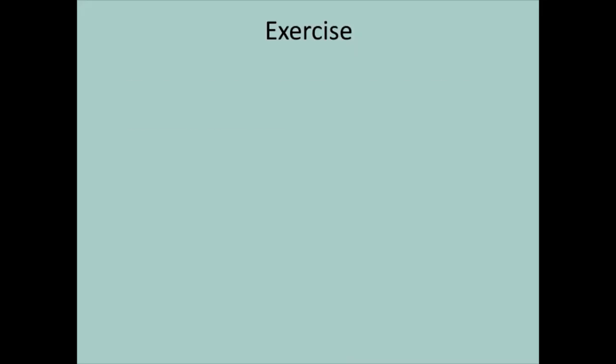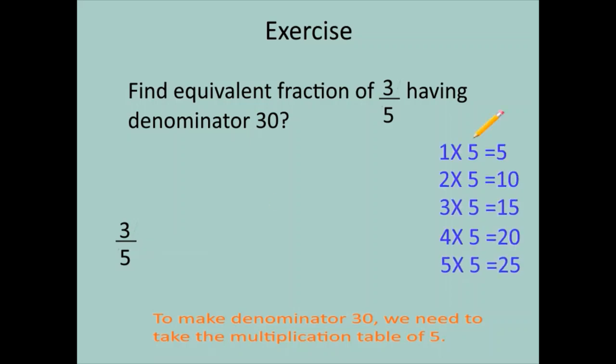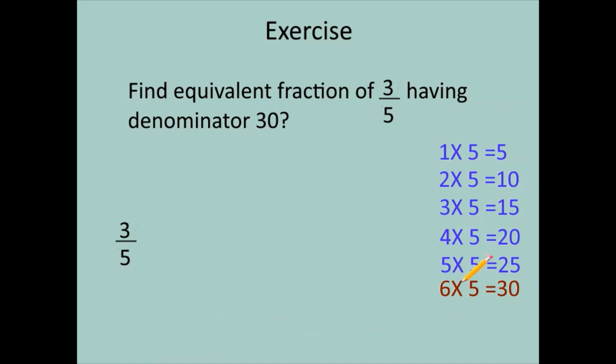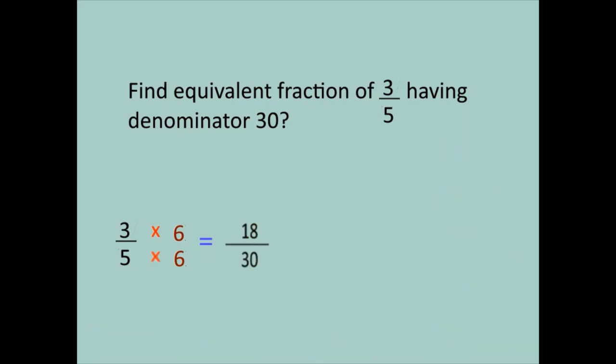Let's do an exercise. Find the equivalent fraction of 3/5 having denominator 30. Take 3/5. To make the denominator 30, and as the given denominator is 5, we should use the 5 table. As 6 into 5 equals 30, multiply the denominator 5 with 6. To make an equivalent fraction, we should multiply the numerator also with 6. Let's multiply. We will get 18/30. The equivalent fraction of 3/5 having denominator 30 is 18/30.